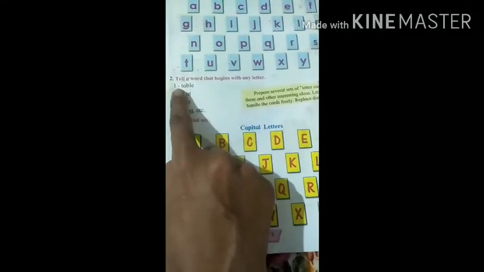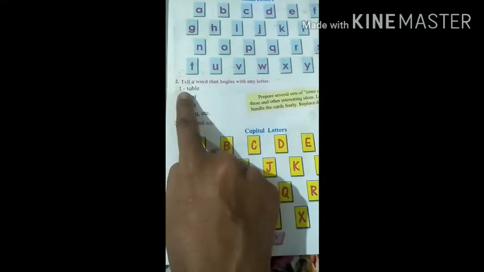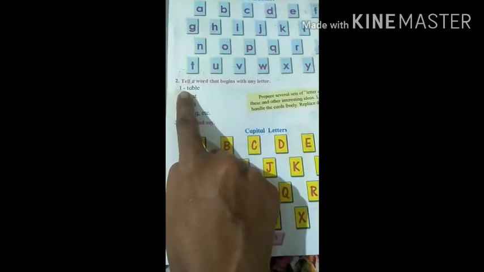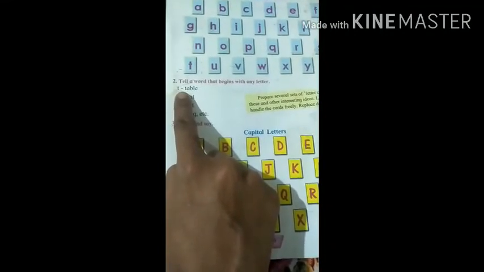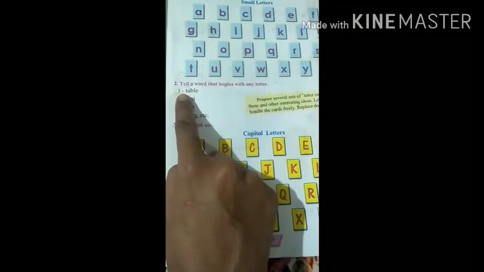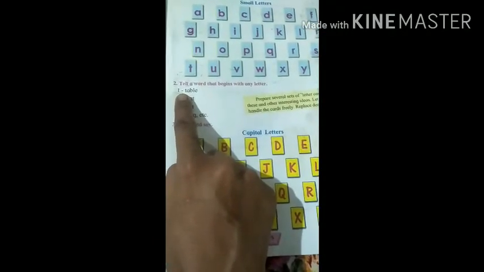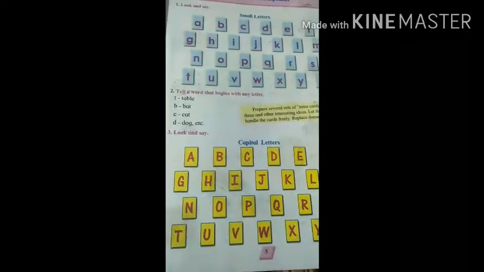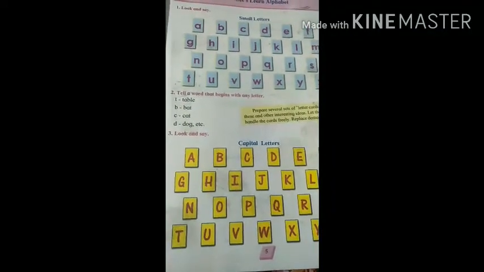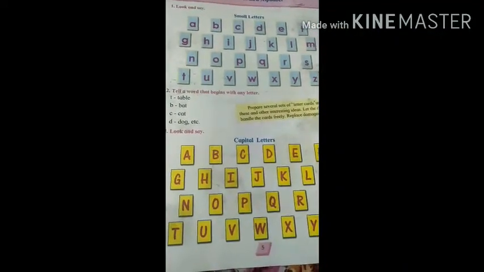T for tree. T for tent. Now T for ten. Quickly, quickly. Now one more word. T for tank. Very good. Like this, students, we also can play a game of alphabets. Antakshari of alphabets.